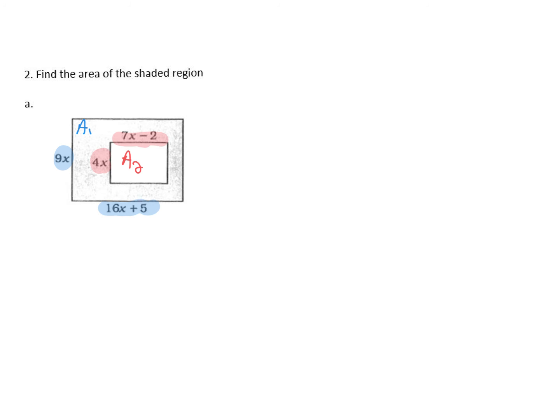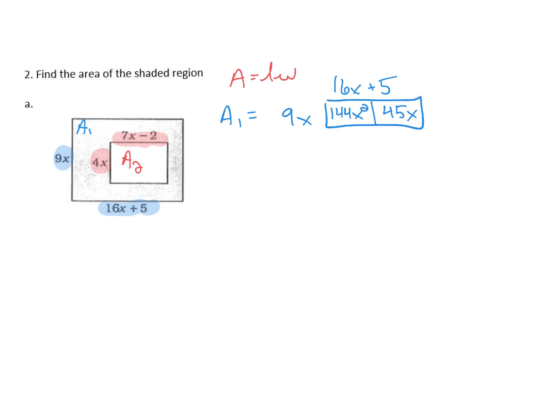So again, how do we find area? Area is just going to be length times width. So the first thing we need to look at is, what is 9x times 16x plus 5? If we're going to try to find area 1, we'll have 144x squared and 45x. So we have that first area coming in at 144x squared plus 45x.